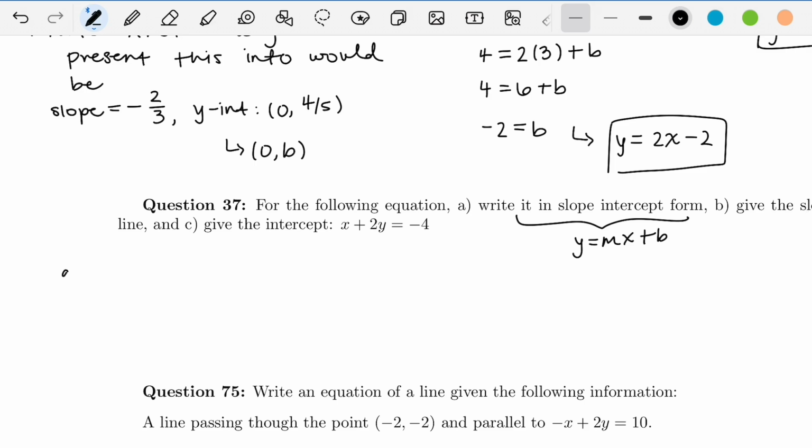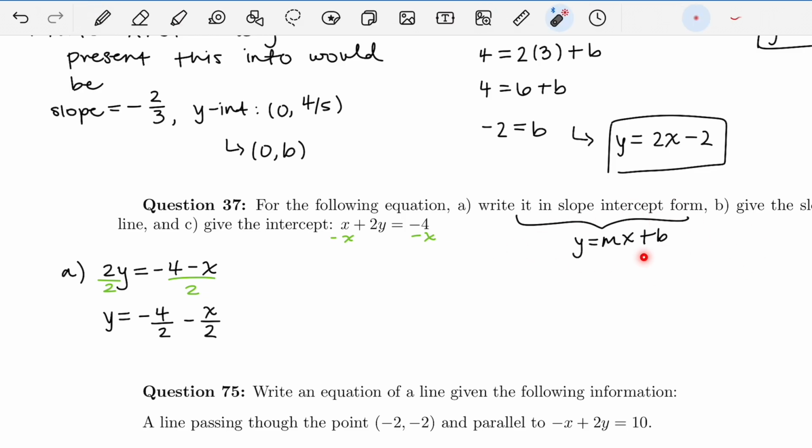Now for a here, we want to write this equation in slope-intercept form. So first thing we're going to do, because remember we want to solve for y, is we're going to subtract x on both sides. This will give us 2y is equal to minus 4 minus x. And then to get y completely isolated, we'll divide by 2 on both sides. So this will be this here. And then writing it in our y equals mx plus b form.